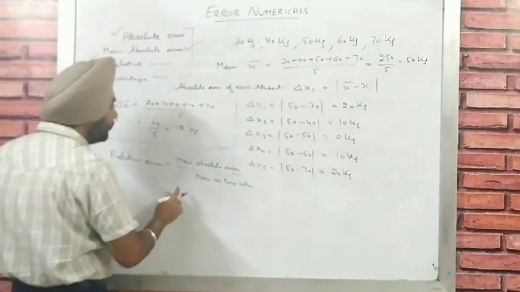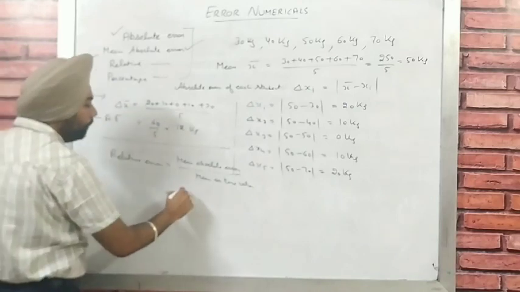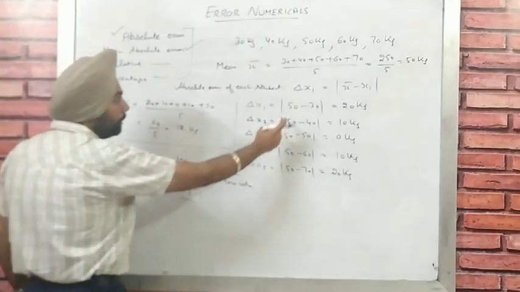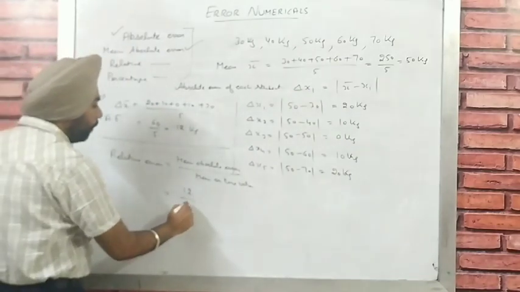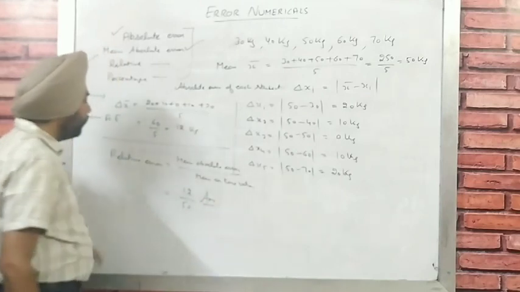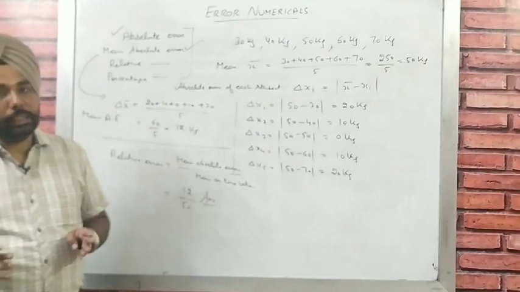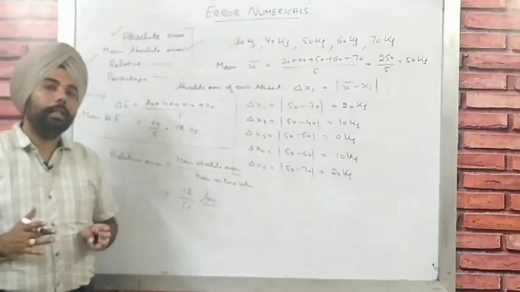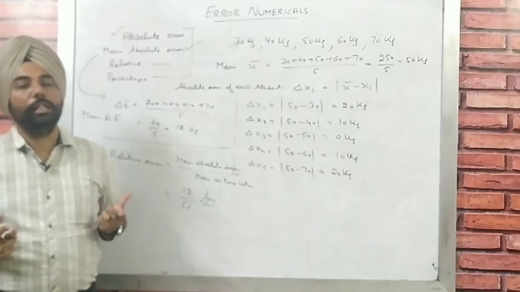So for this sum, the mean absolute error is 12 and the simple mean is going to be 50. So 12 upon 50 is going to be the relative error. So that is our answer for relative error. And if you want to find out the percentage error, we can obtain percentage error just by multiplying 100 with the relative error.